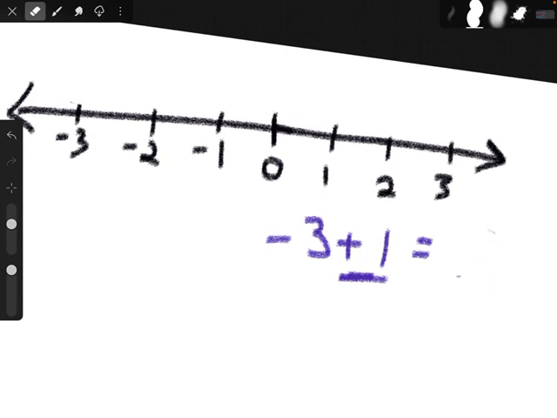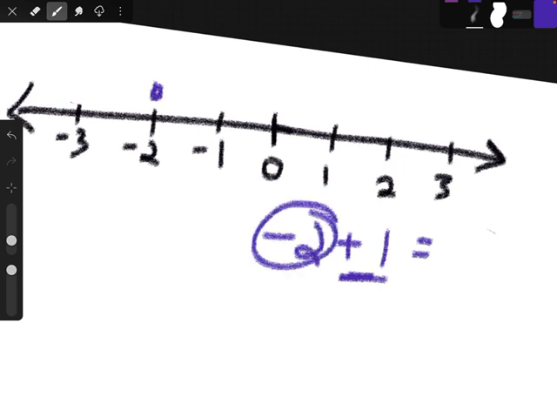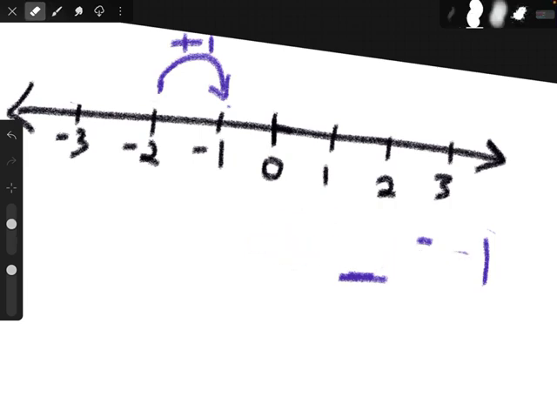Because I think you guys got this. If I said -2 plus 1, we're going to start at -2, right? We're going to start here. Plus 1. All right. -2 plus 1 is what? -1. All right.